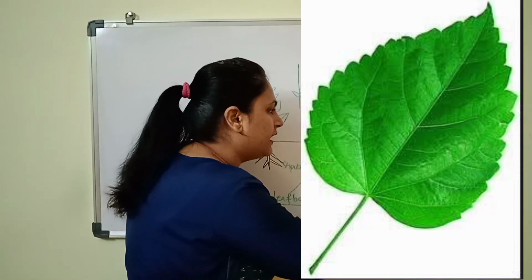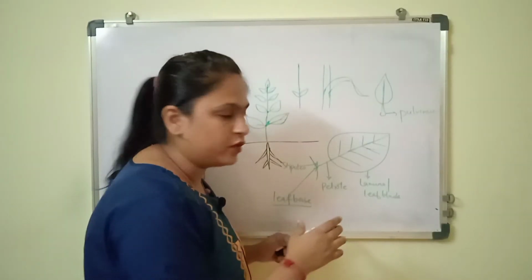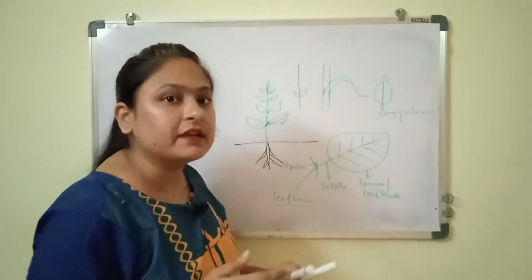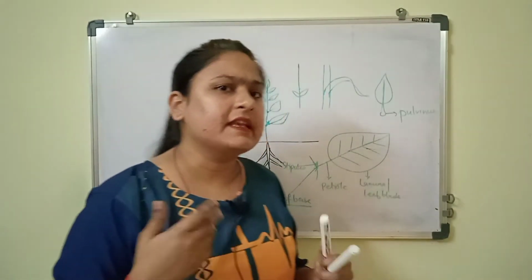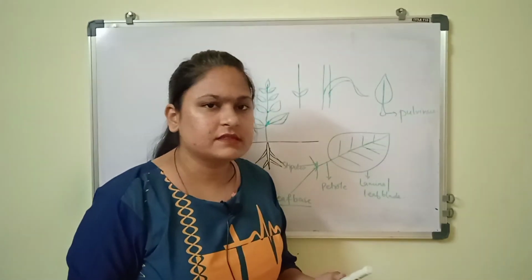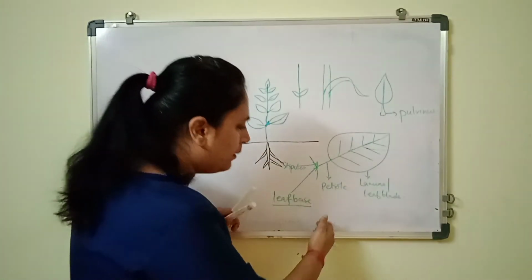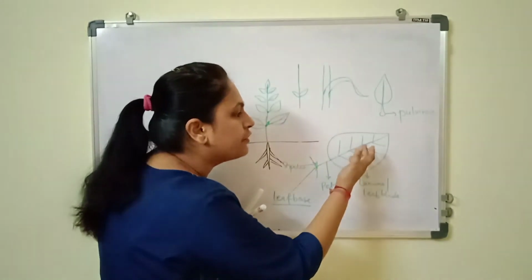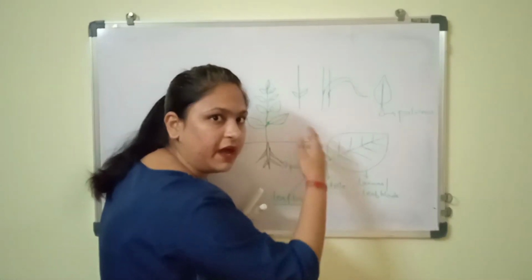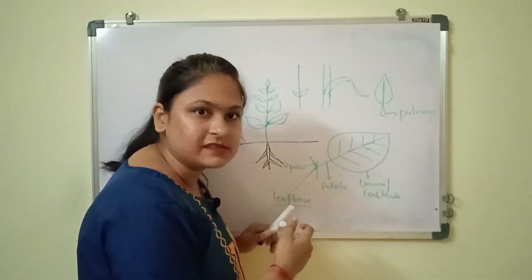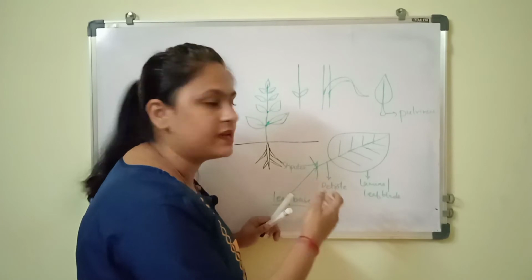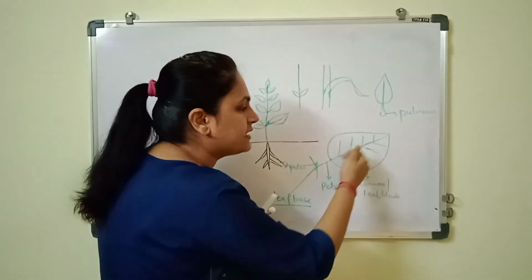This main vein is called the midrib, and these are the veinlets. Now what is the function of veinlets? They transport the essential nutrients to the plant. From roots to the leaf, they transport water and minerals. From leaf to different parts of the plant, they transport the food materials. So transportation of nutrients, water and minerals is done by the veins and veinlets.